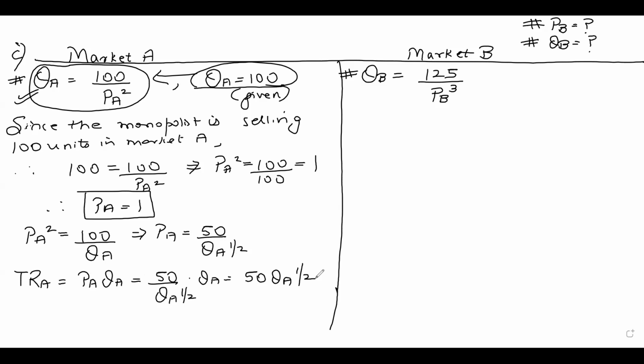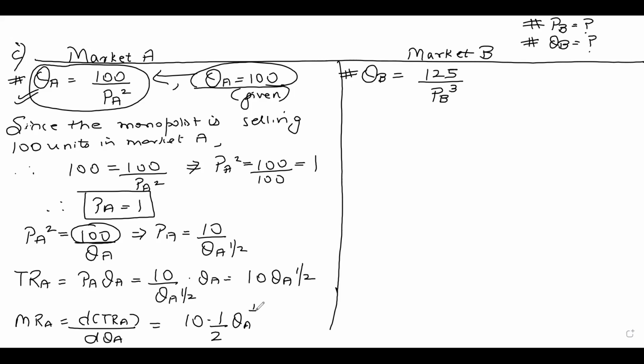Let me slightly correct it, guys. PA square is 100 by QA. This is 10. Please make this correction. This is 10, because the square root of 100 is 10. So my TRA will be equal to 10 times QA to the power half. Now it's fine. So what will my marginal revenue in market A be? If I differentiate TRA with respect to QA, I get 10 times half QA to the power half minus 1. This is going to be 5 upon QA to the power half. This is my marginal revenue in market A.